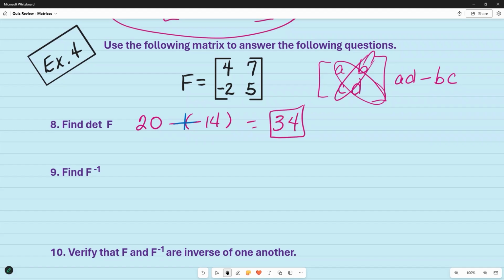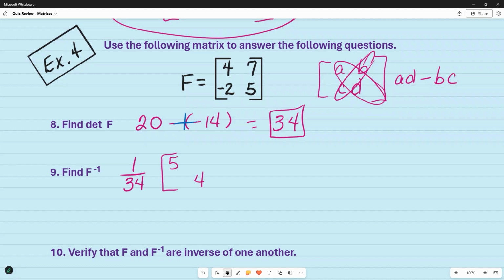We need that for the next problem, which says to find F inverse. And in order to do that, we're going to use the formula 1 over your determinant, which is 34. And now this time, you have to switch your D and your A. So this is the D position and this is the A. So I'm going to swap those. And so 5 is going to go first and 4 is going to go last.